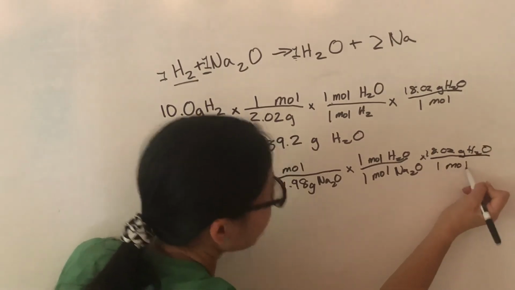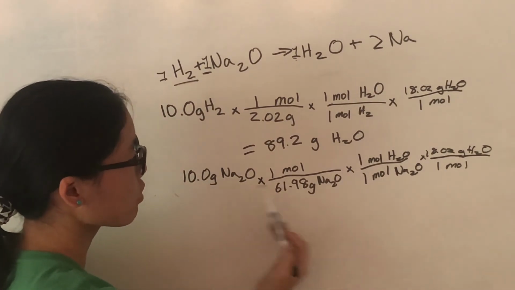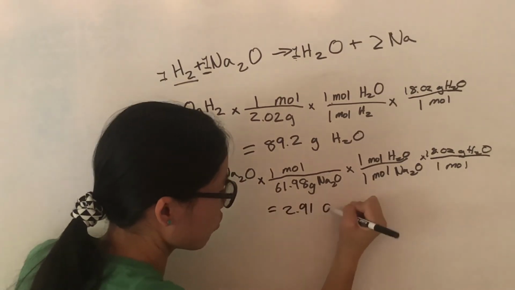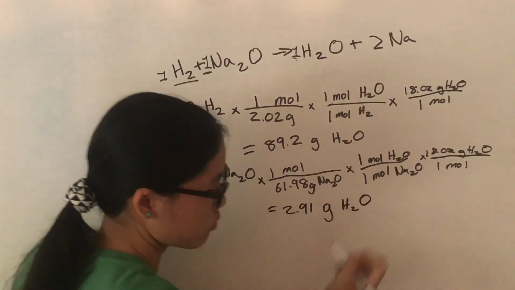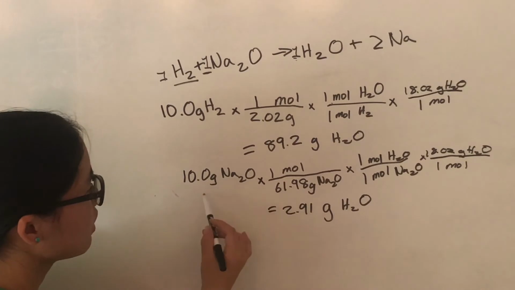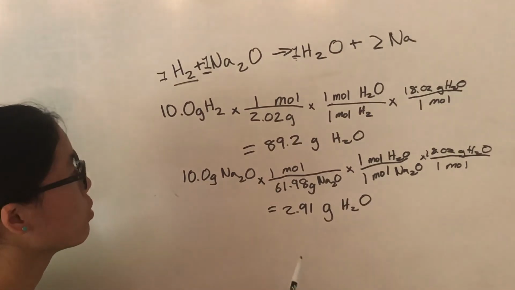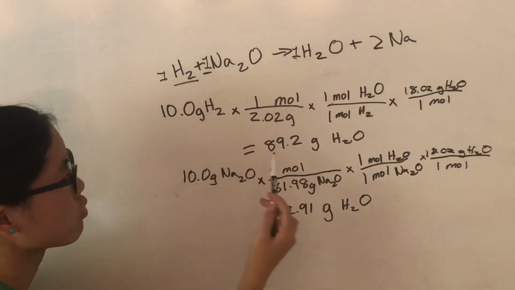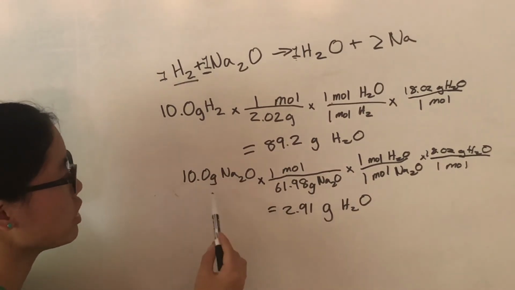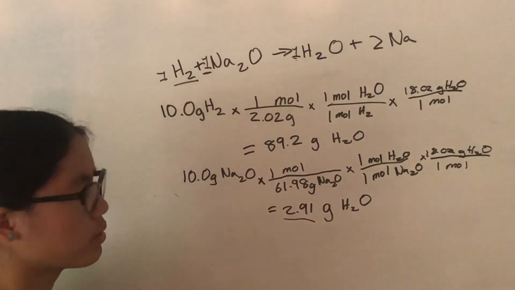all over 1 mole. And then, because it's nicely written out in one long line, you can multiply all the numerators together and then divide by the denominator. And you will get 2.91 grams of H2O. Now the limiting reactant is sodium oxide, and you know this because 10 grams of sodium oxide can only produce 2.91 grams of H2O, but 10 grams of hydrogen gas produces 89.2, which is a much bigger number, but if you only have this much of each, you can only make 2.91 grams of water before the reaction is complete.